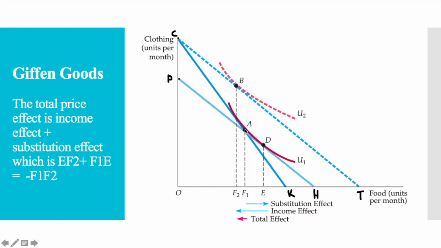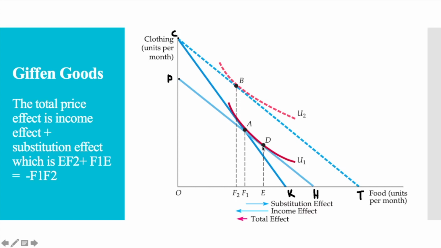As a result of a decline in the price of food, the consumer moves to budget line CT, where his optimum point of consumption moves to B. So, the consumer moves to a higher indifference curve U2 as a result of decline in the price of food. Now, we draw an imaginary budget line PK in order to isolate the income and substitution effects. So, the consumer moves to the optimum market basket D at indifference curve U1.